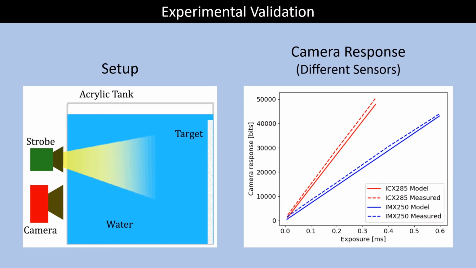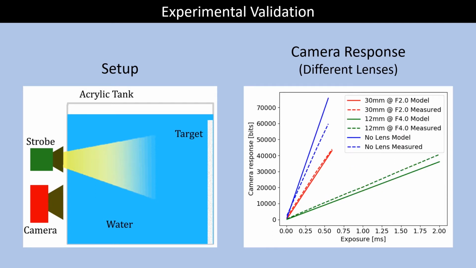We measured the sensor response for two different sensors while keeping the scene lighting constant and increasing the sensor exposure time, and it was verified that the model predicted sensor response curve matches the measured values. We also conducted a second set of experiments using the same camera sensor, but changing the lens focal length and aperture values. Again, the measured values match the model predictions, confirming that the model is a good approximation for real camera systems.